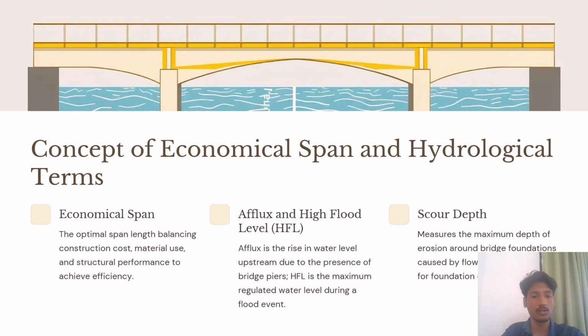The fourth slide is about concepts of economical span and hydrological terms. First is economical span, the optimal span length balancing construction cost, material used, and structural performance to achieve efficiency. Second is afflux and high flood level, HFL. Afflux is the rise in water level upstream due to the presence of bridge piers. HFL is the maximum recorded water level during a flood event.